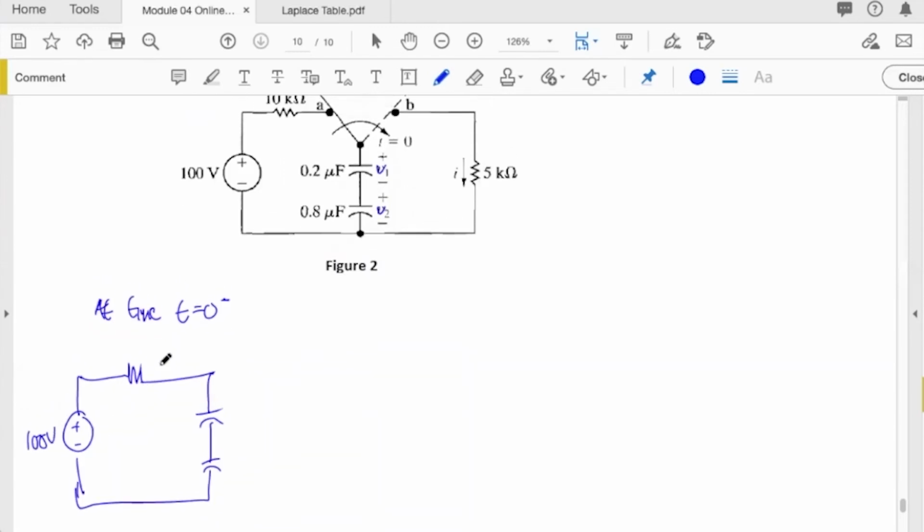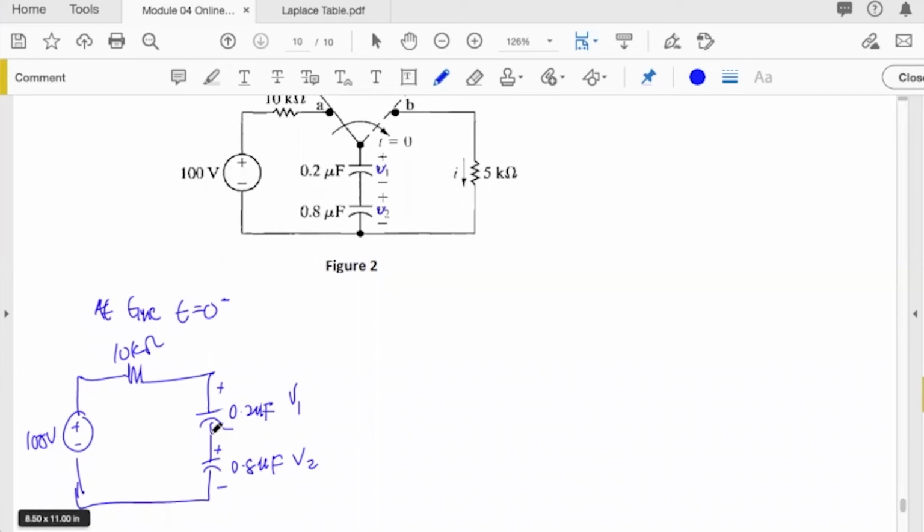We have these conditions where we can say this is 0.2 microfarad and that is 0.8 microfarad. That would be our positive and negative. Inside these capacitors, this capacitor will store a charge. That charge is represented in terms of voltage drop, so we can denote it as V1, and inside the 0.8 microfarad, we can denote it as V2.